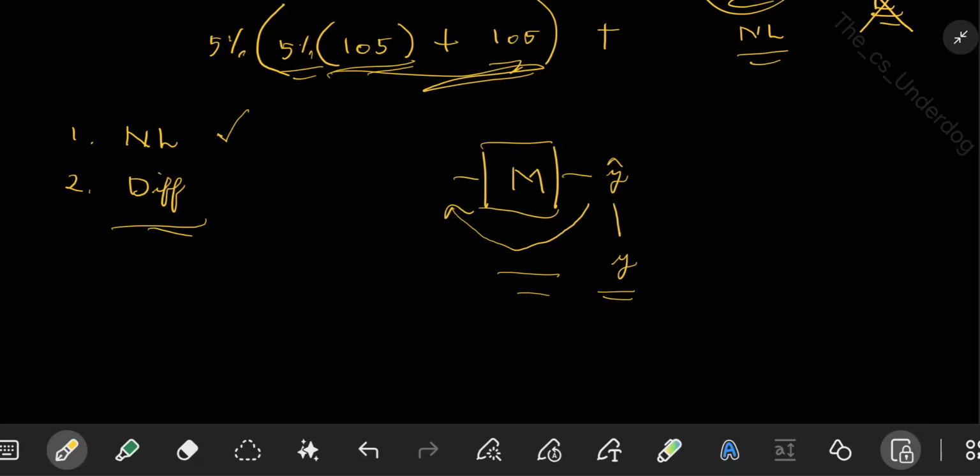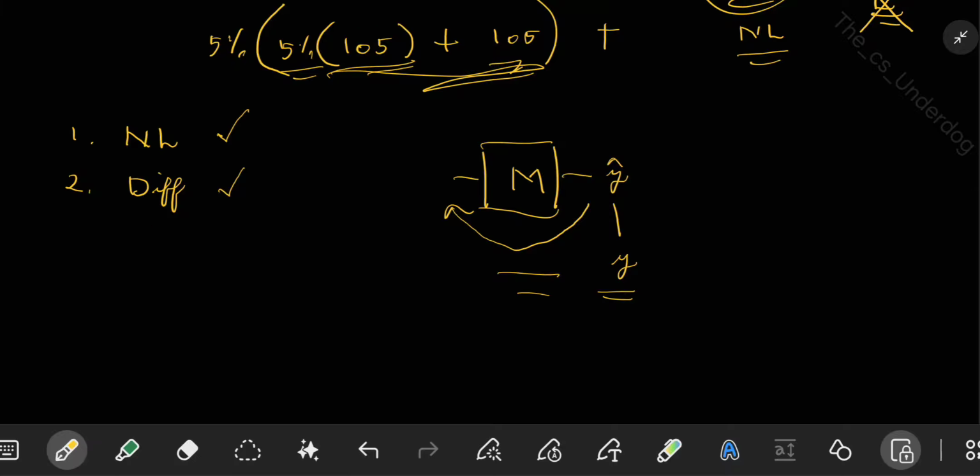One is non-linearity. It should be able to introduce non-linearity to the model. It should be a non-linear function. Second thing is differentiability. That is, the activation function must be differentiable. There are cases that we'll discuss when we reach those activation functions, where it is not differentiable, and we'll see how you handle those things. Generally, you can say it should be differentiable.